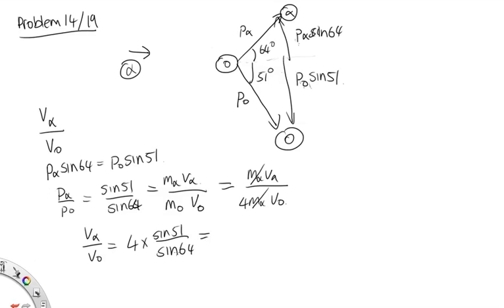So we just need to type this expression into the calculator. When we do that, we end up with 3.46. These angles were two significant figures, so let's give that as 3.5 for our ratio. As it's a ratio, it doesn't have units. And that's the answer.